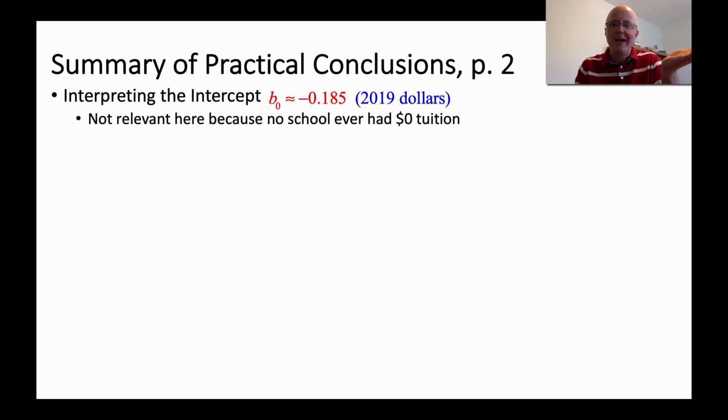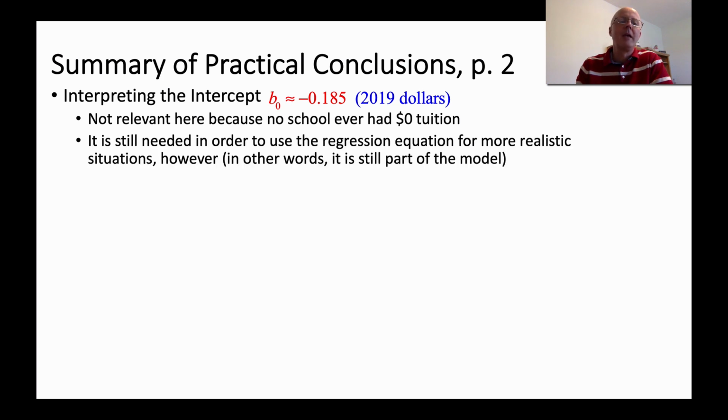But wait a minute, that's not relevant here, because no school's tuition has ever been $0, at least ordinary schools that we're used to here in recent years. Okay, so it's not a relevant thing. We'd be trying to predict the tuition in 2019 from a school that had $0 tuition in 2013. It is still needed in order to use the regression line equation. We still need it in the equation. It's still part of the model. We still need to use it when we plug in a value of x to predict y. Okay? And sometimes, for some examples, it does have real-life meaning. So be aware of that, and it's worth thinking about in general.